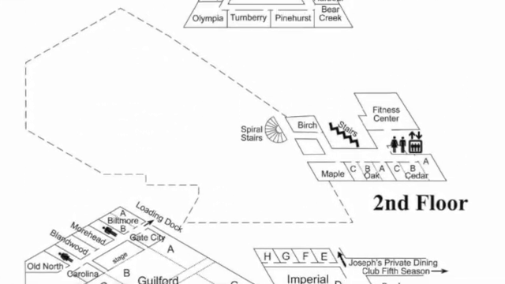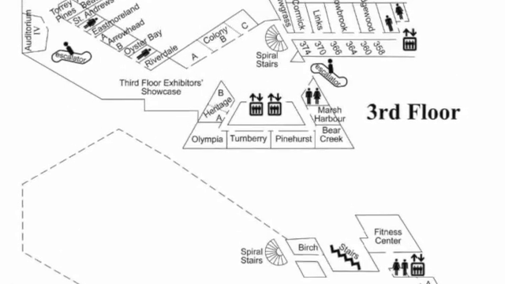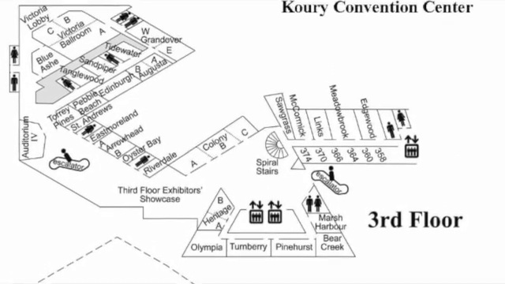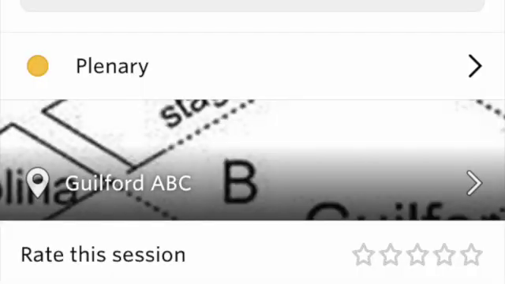Next, under Maps, is a map of the Corey Convention Center. This will help you navigate to the session in a timely manner and help you to navigate around the entire hotel. Under each session, there is a picture of the map which you can use to find the exact location.